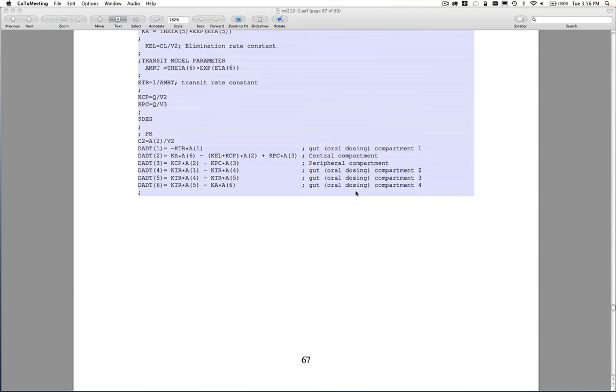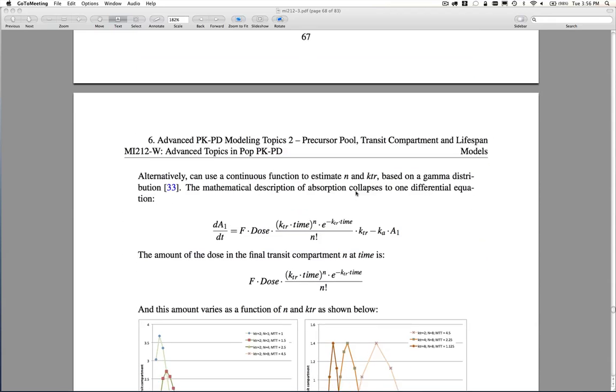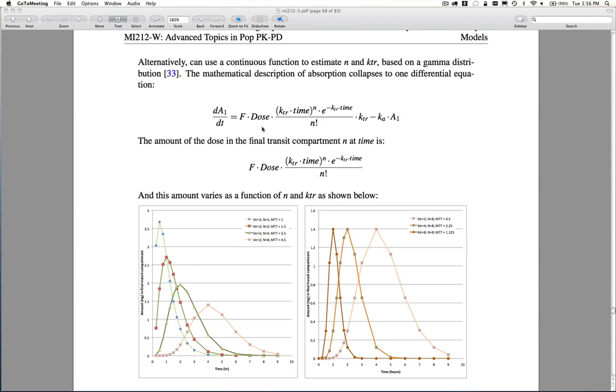I'm looking at the time here. We're coming up on the last few minutes. I mentioned before that another alternative to parameterizing these types of absorption models is to not define a number of compartments, but to actually fit a sort of gamma distribution to that dosing compartment. I've shown that here.